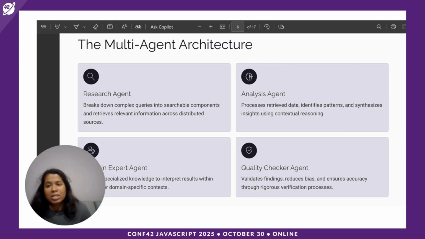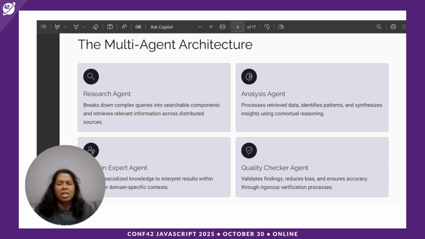Analytical agents process this retrieved information to identify patterns, correlations, and insights using statistical analysis, machine learning algorithms, and domain-specific analytical frameworks. The domain expert agent applies specialized knowledge and industry-specific context to ensure analytical accuracy and relevance within a particular operational environment. The quality checking agent validates the findings through systematic verification, including bias detection, accuracy assessment, and completeness evaluation.